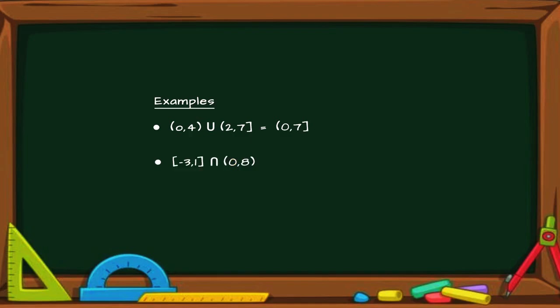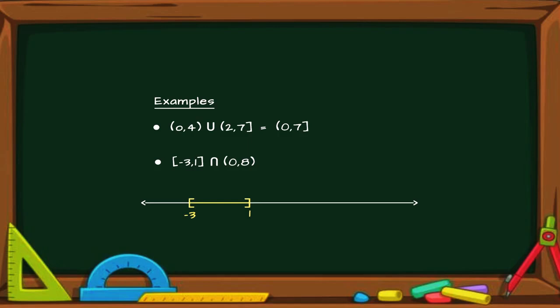Here's a second example that involves an intersection, specifically the intersection of the closed interval from -3 to 1 with the open interval from 0 to 8. Let's think about how to compute that. The closed interval from -3 to 1 is the set of all numbers in between and including -3 and 1. So it consists of truly everything that's highlighted in yellow here.